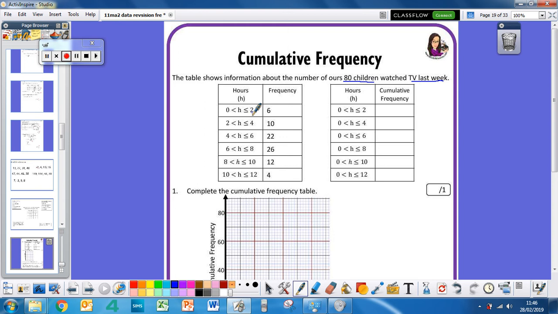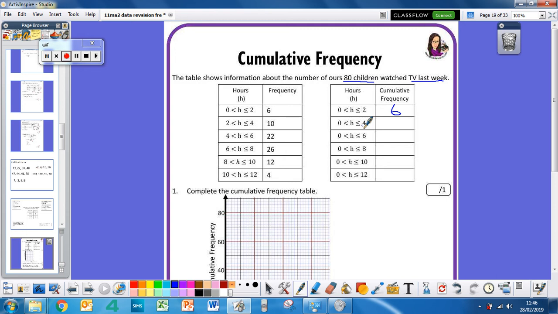That 26 of them here watched between 6 and 8 hours. That those who watched from 10 up to 12 hours was 4 people. So that's how the table's working. Notice over here that in this cumulative frequency table, they all start from 0. So this is about saying people who were 0 to 2, these 6 people.